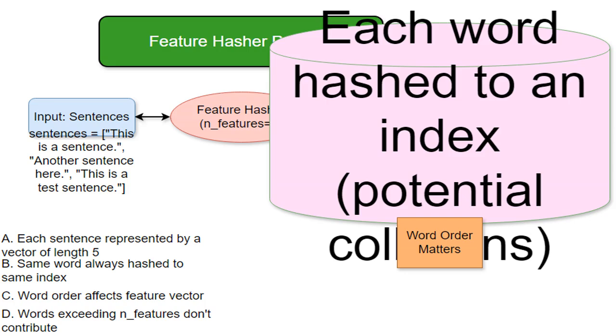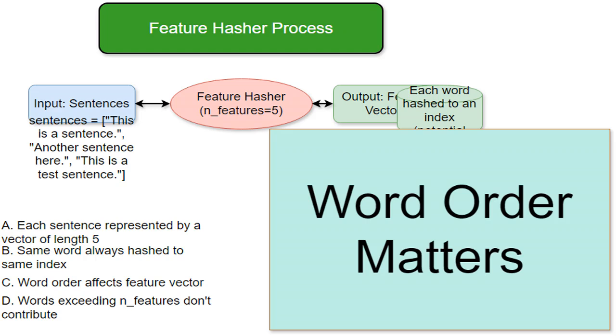FeatureHasher uses a hash function to assign a unique index to each word. Think of a hash function as a special number generator. I should emphasize that different words might end up with the same index because of collisions which might occur in this hash function. The order of words within a sentence matters because the FeatureHasher processes each word individually and sums their hashed values to create the final vector. Changing the word order changes the final vector.